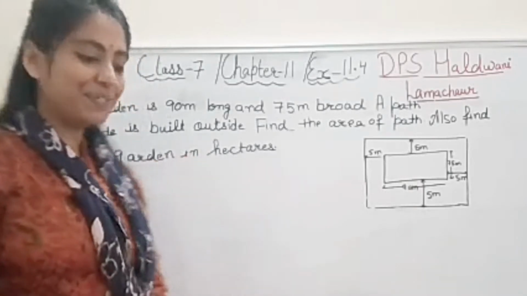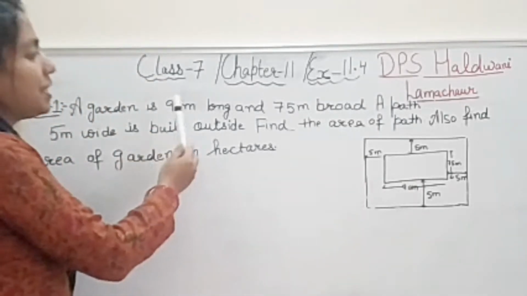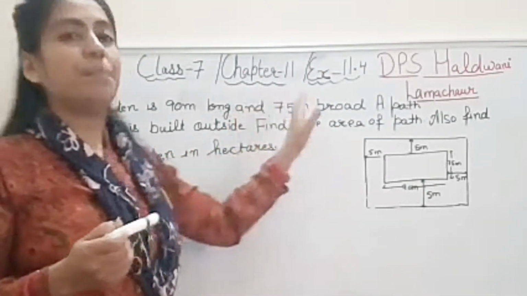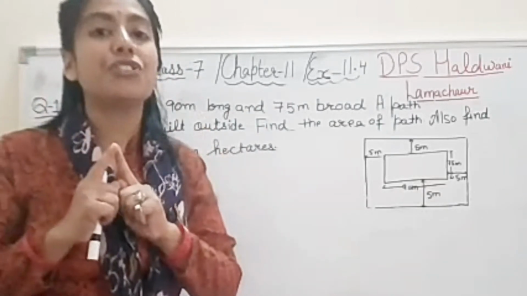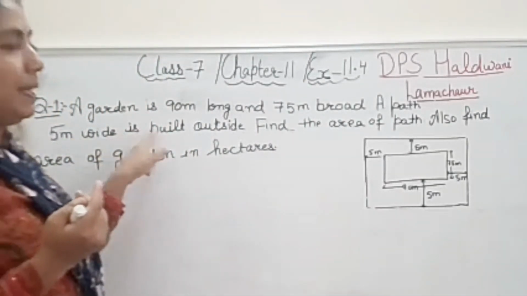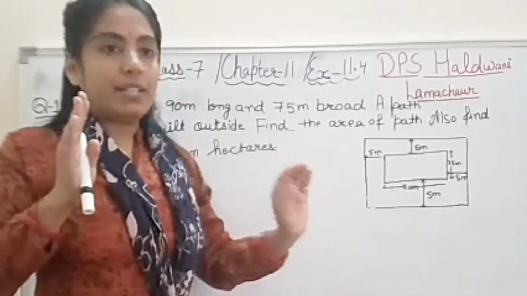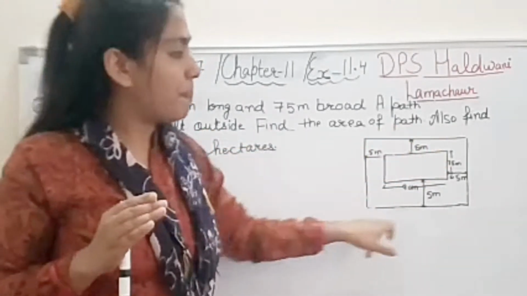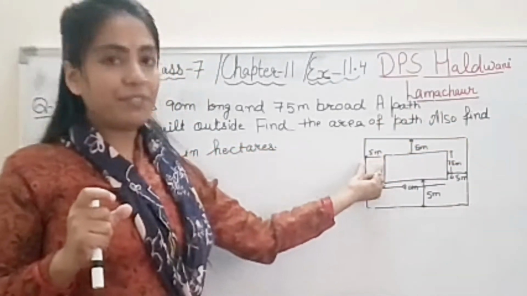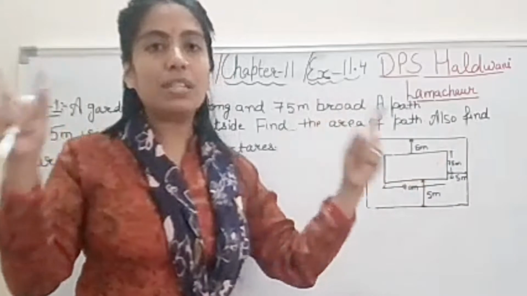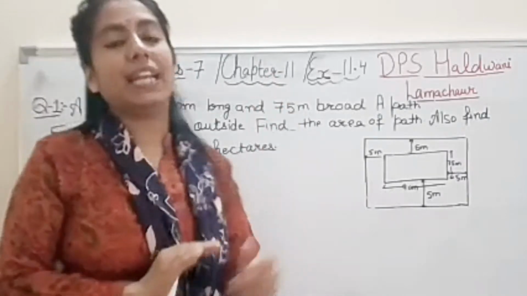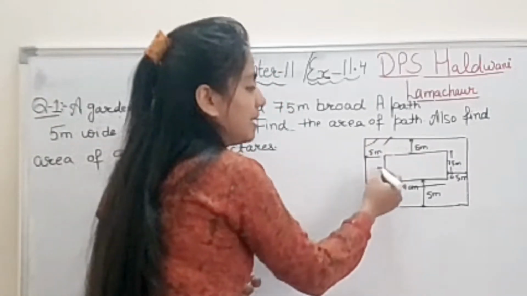The question number 1 we have. A garden is 90 meter long and 75 meter broad. One garden is there, and length and breadth are given to you. It means the garden is in which shape? It is in rectangle shape. Right? A path 5 meter wide is built outside around it. So this is a garden and outside one path has been made, which is again a rectangular shape, 5 meter wide. It means 5 meter from this side, 5 meter from this side. Both sides 5 meter wider. It has made one path, right? Find out the area of path. So you need to find out this area, student.